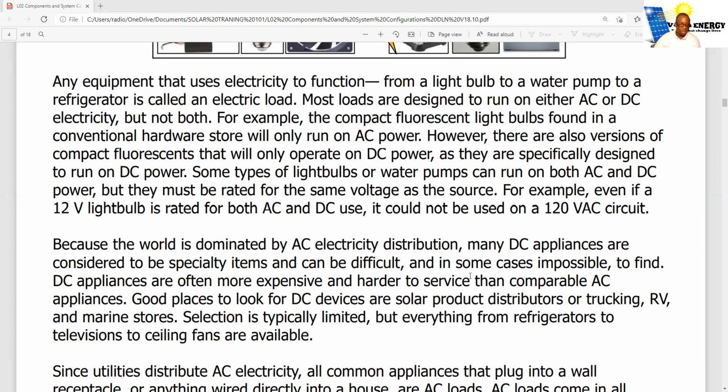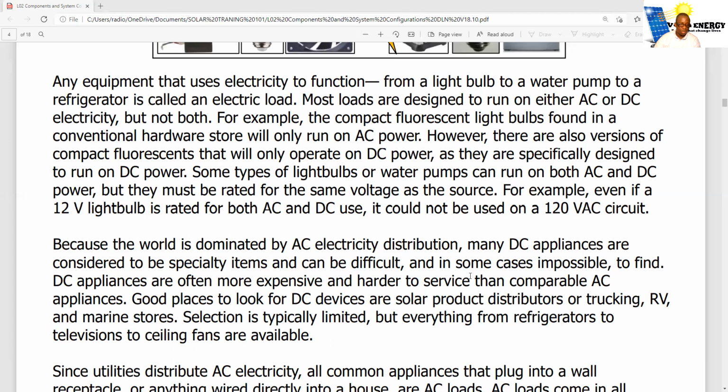Okay, let me go back to that. I was just saying previously that DC appliances are not very popular. They're not available to the consumer market. You cannot just walk in the store and say, I'm looking for a DC refrigerator, or I'm looking for a DC television. It's not available. So it's AC that is highly available.